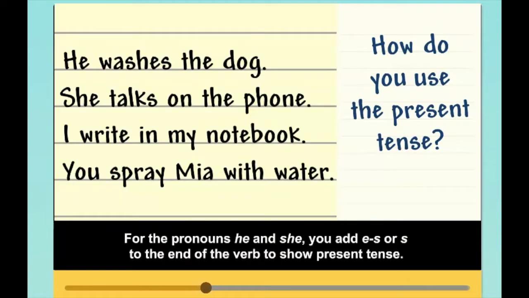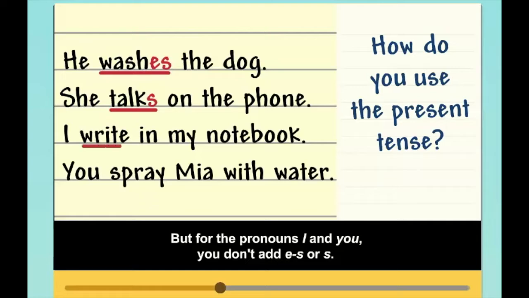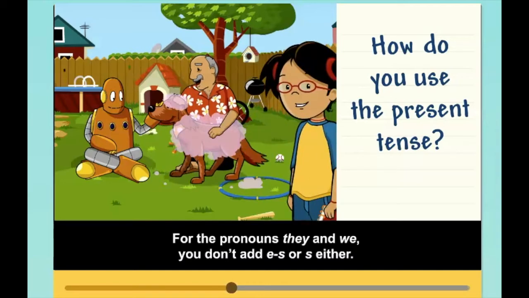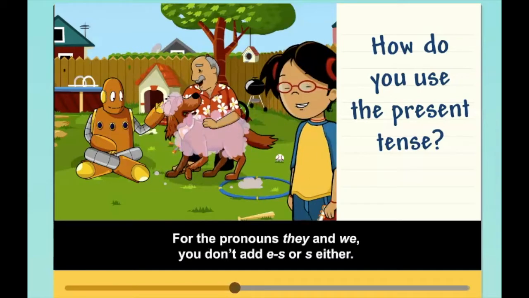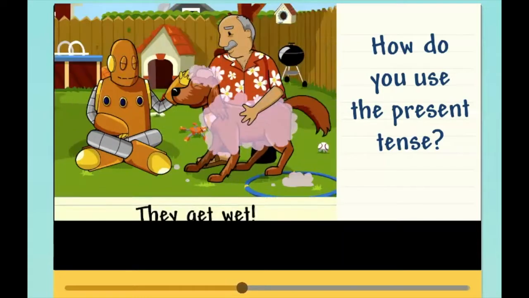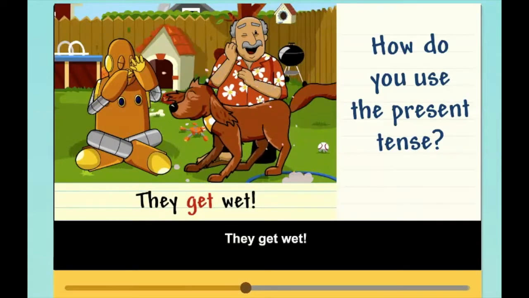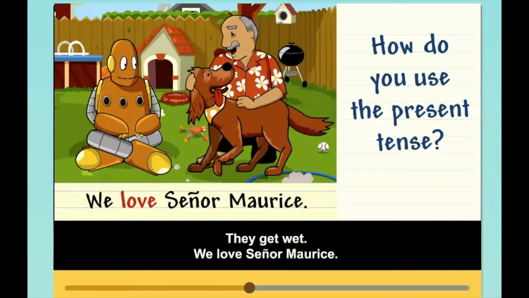For the pronouns he and she, you add es or s to the end of a verb to show present tense. But for the pronouns I and you, don't add es or s. For the pronouns they and we, you don't add es or s either. They get wet. We love Senor Maurice.